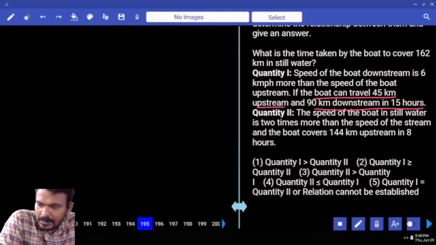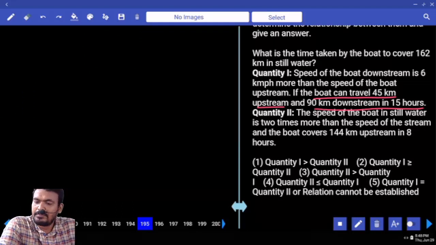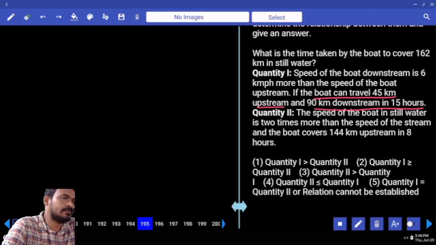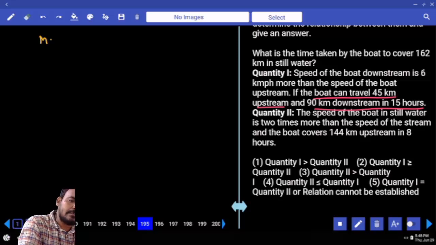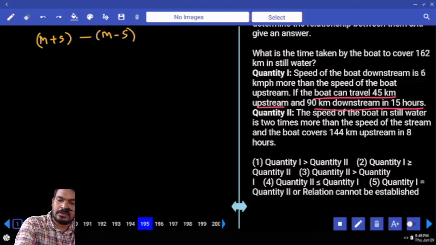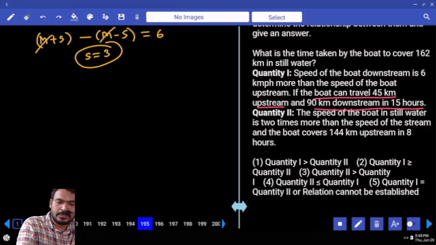Speed of the boat downstream is 6 km per hour more than the speed of the boat upstream. Means the downstream speed is 6 more than the upstream speed. What is the downstream speed? M plus S. What is the upstream speed? M minus S. Difference equal to how much? 6. M gets cancelled. 2S equal to how much? 6. S value 3.